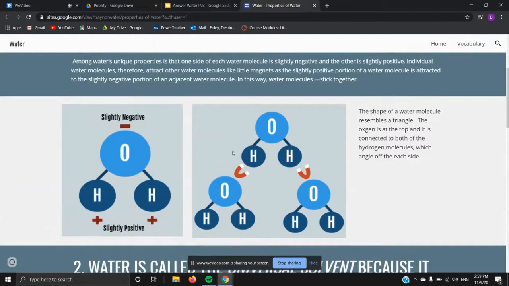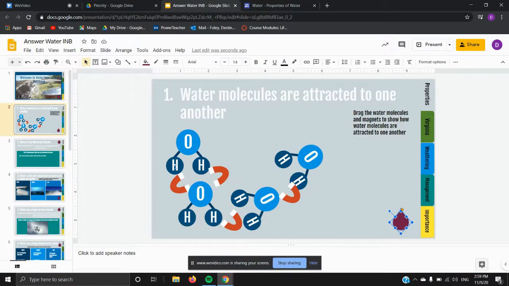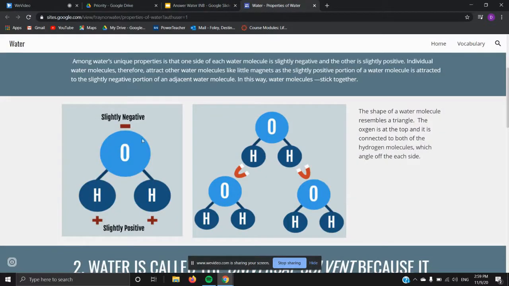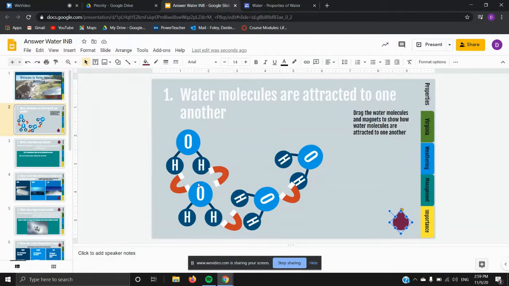So you'll see that the oxygens and the hydrogens are connected to each other. So you see I have the oxygen and the hydrogens connected here, oxygen and the hydrogens. So it would look something like this. The reason why water does this is because it is polar. So the oxygen is a little bit negative, the hydrogen is a little bit positive, and opposites attract, and that's why they form like this.